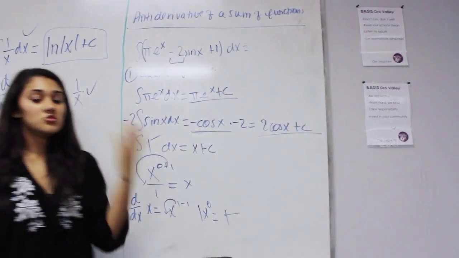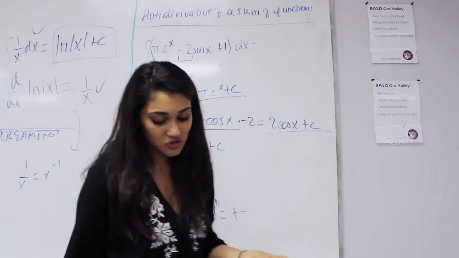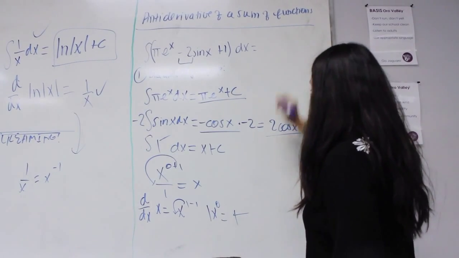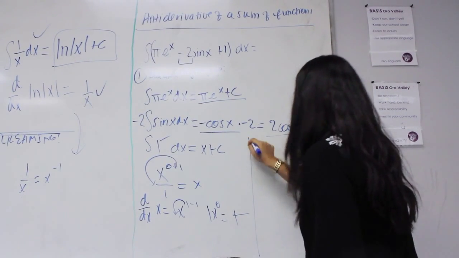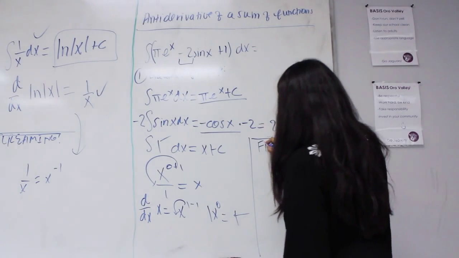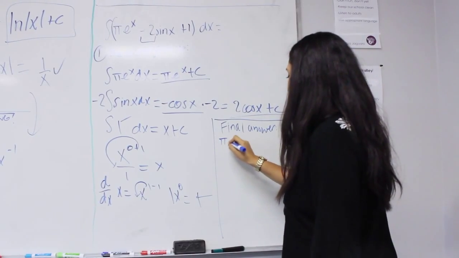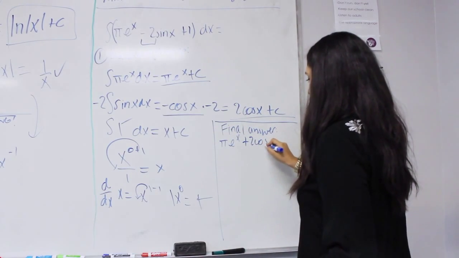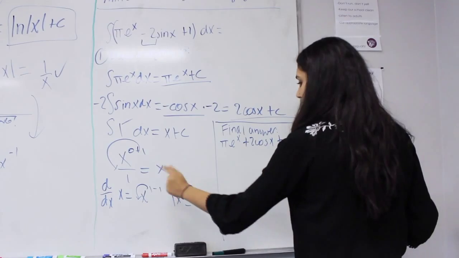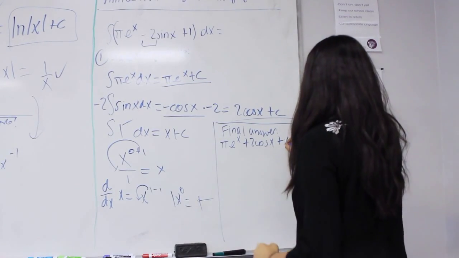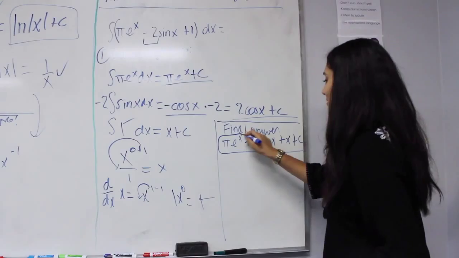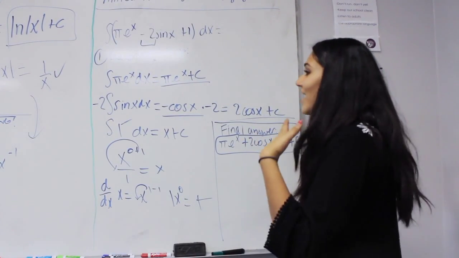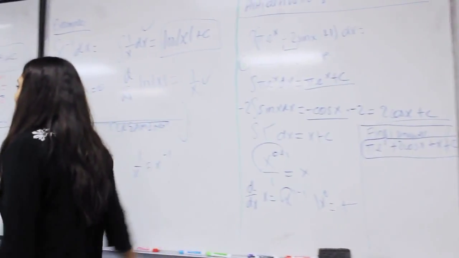Okay, so you just found all your antiderivatives. Now all you have to do is just put them back together. Okay, so your final answer is going to be, I'm going to write it here. Final answer. So we have pi e to the x plus 2 cosine x plus x plus c because of your family of antiderivatives. Your family of antiderivatives. And this is your answer. And that is the journey of antiderivatives.